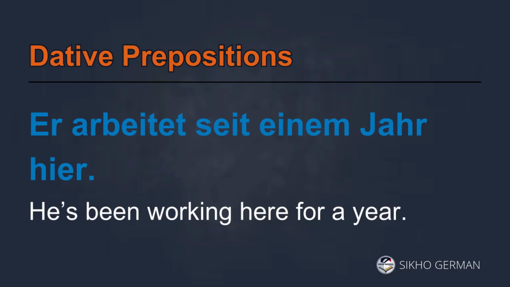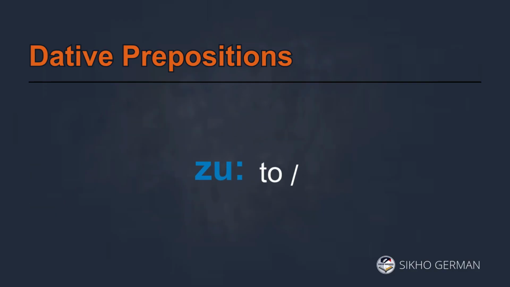Er arbeitet seit einem Jahr hier. He's been working here for a year. Ein Jahr becomes einem Jahr, dative neuter after seit. When describing duration, for X time, use seit plus dative. Notice again, German uses present tense, arbeitet, not present perfect.